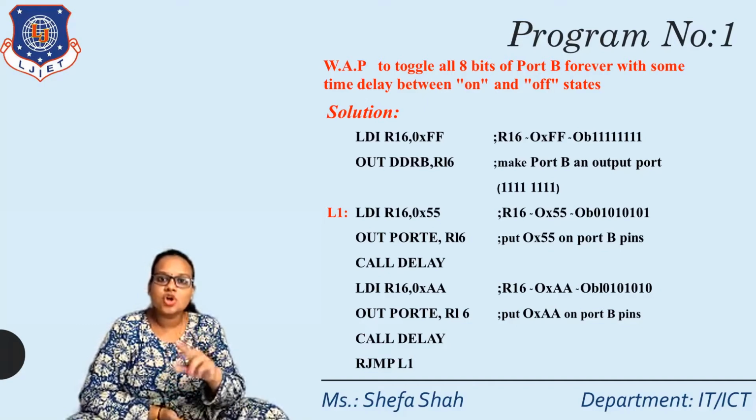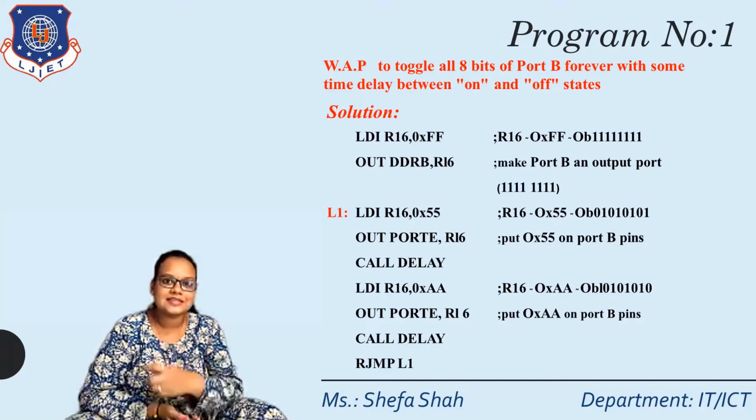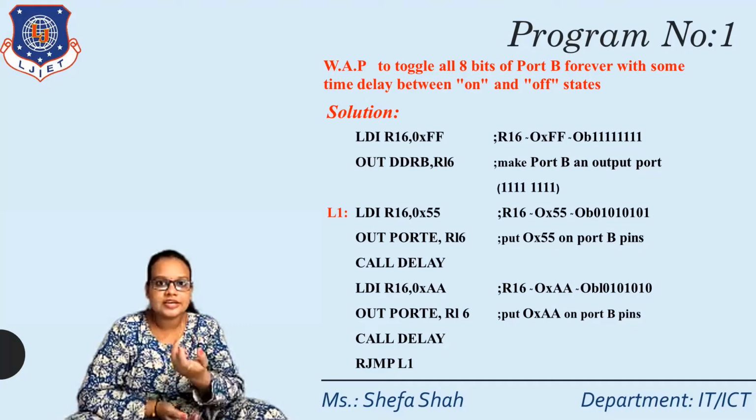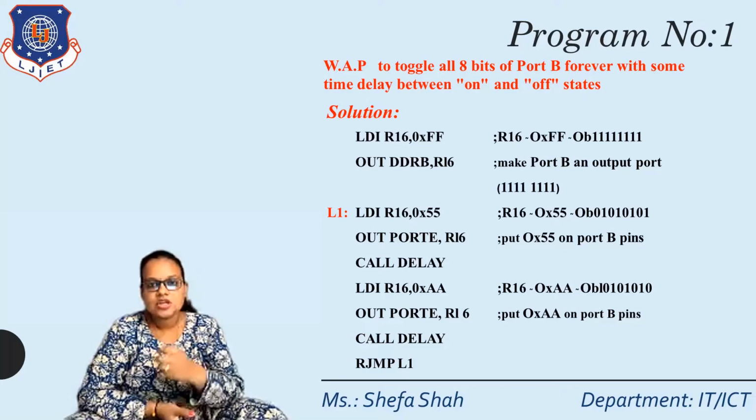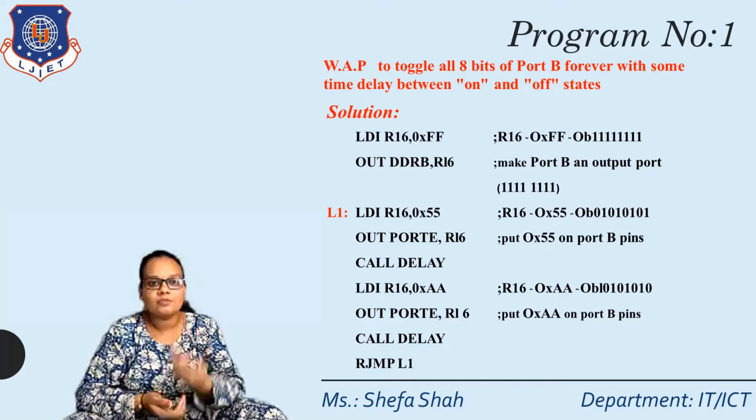If the data is not known to us, we can use complement instructions, which we have discussed in the logical instructions, right? So we can also use complement R16, if we don't know what data is in the register. So instead of LDI R16, 0xAA, we can write directly the instruction COM R16. So directly it will complement the data of R16. Right? So R16 will have the data 55, and when we complement that data, it is nothing but AA.